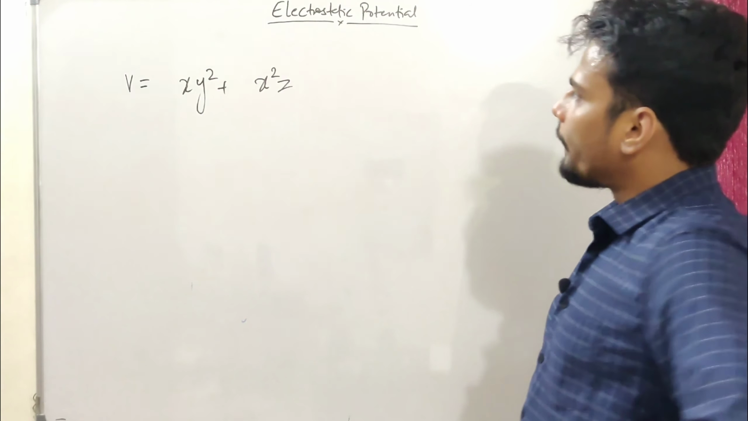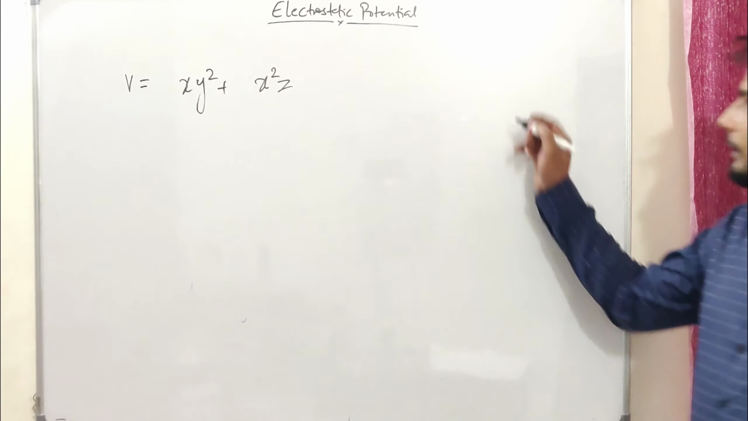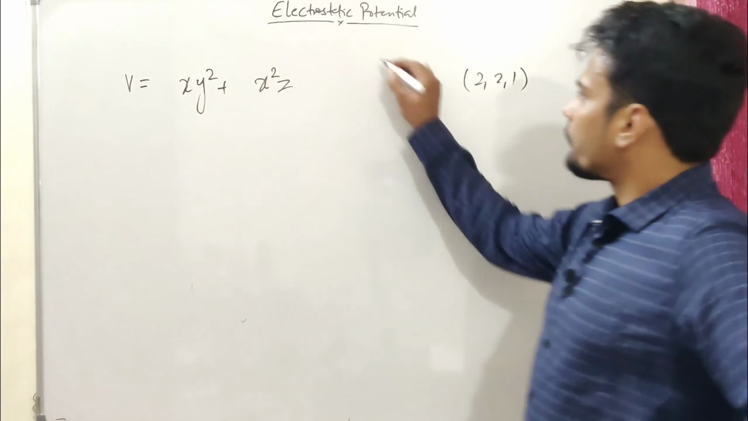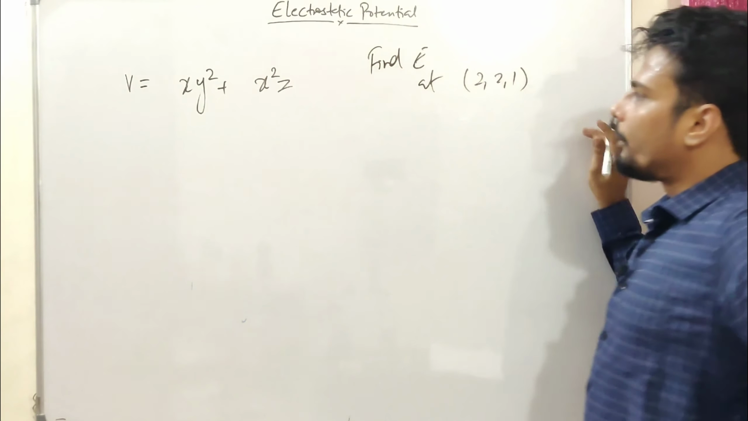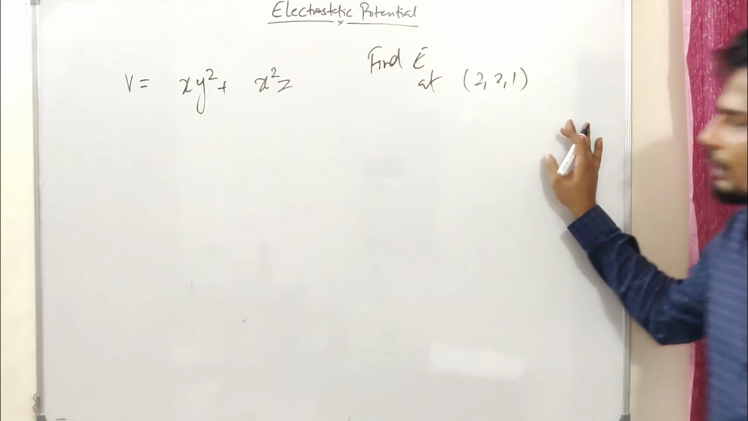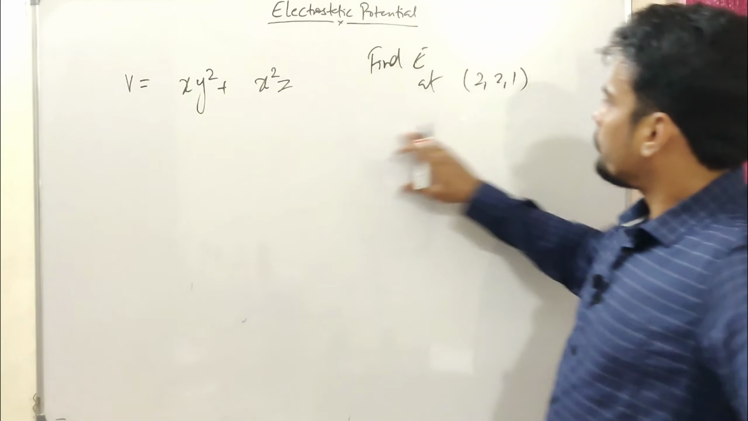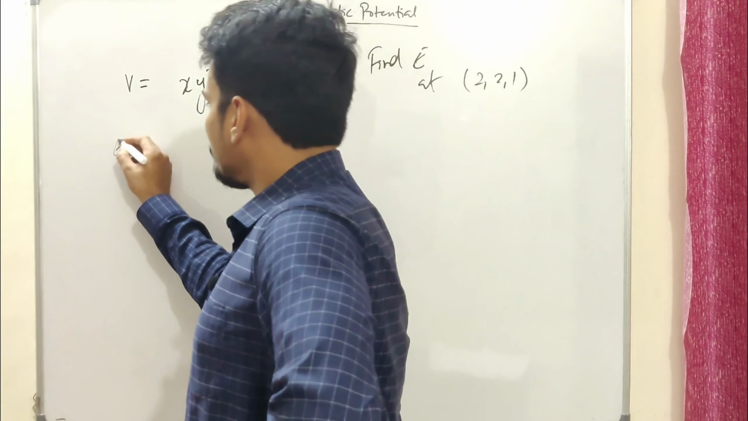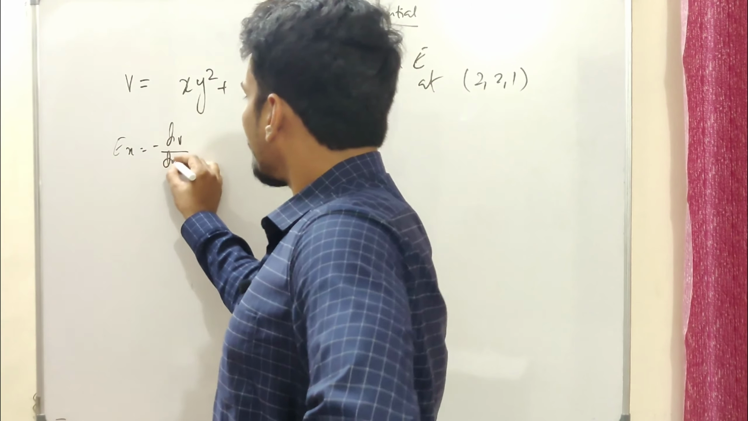Now they ask you to find the electric field at any point. Probably they can use the point, let's suppose (2, 2, 1). I want to find E at (2, 2, 1). What do we know? Since the field is based on x, y and z, I have to find it at this particular point. So I'm going to find Ex. Ex should be how much? Minus of ∂V/∂x.